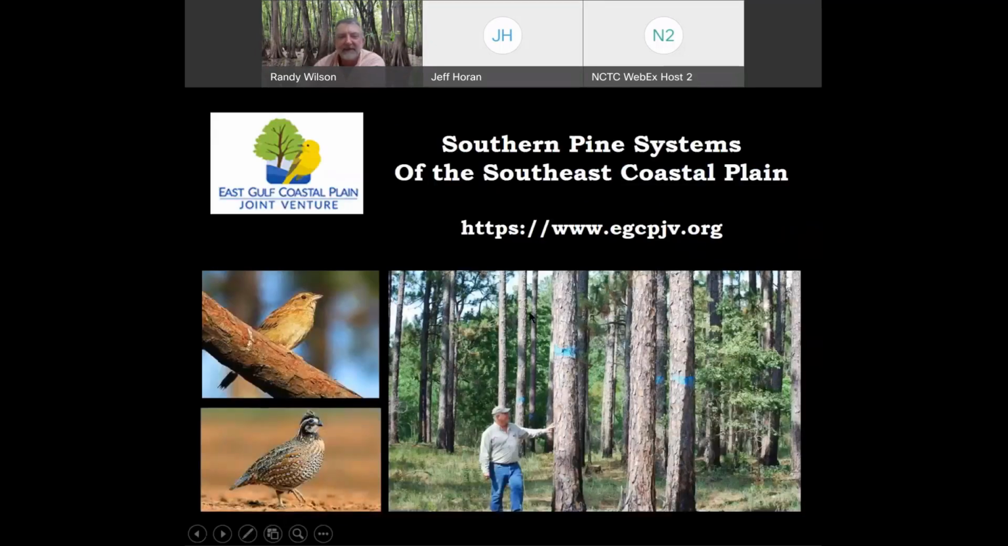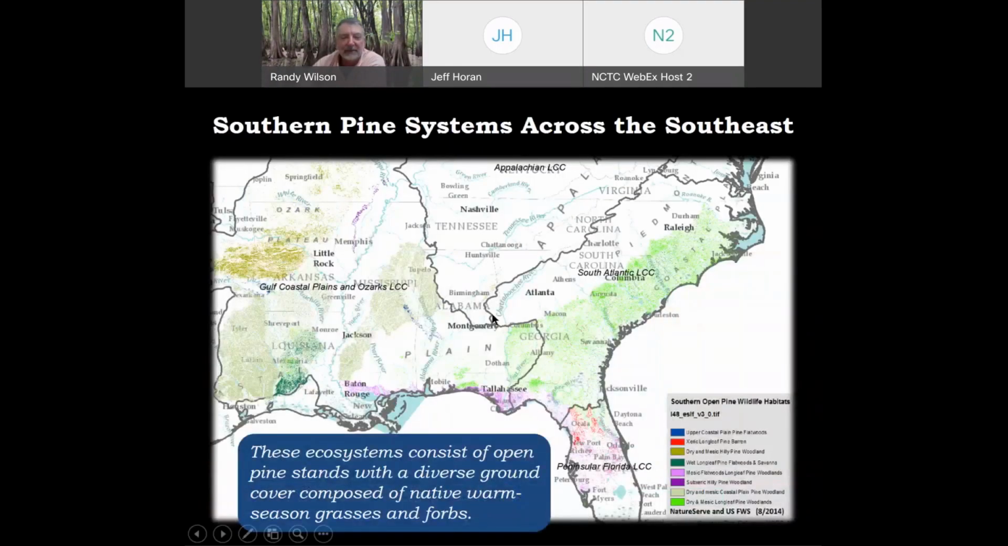Slide. I immediately went to the Joint Venture partnerships, the East Gulf Coastal Plain Joint Venture, which has that longleaf pine geography under its purview. We pulled together a partnership with NatureServe, with funding through the old Gulf Coastal Plains and Ozarks LCC. Some of y'all remember that from the Fish and Wildlife Service days. The project was to look at southern pine systems across the Southeast.